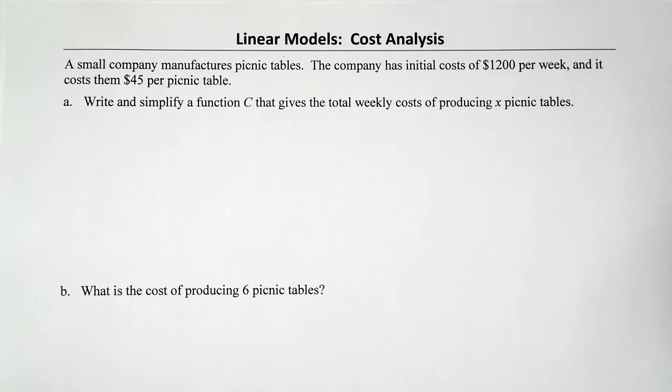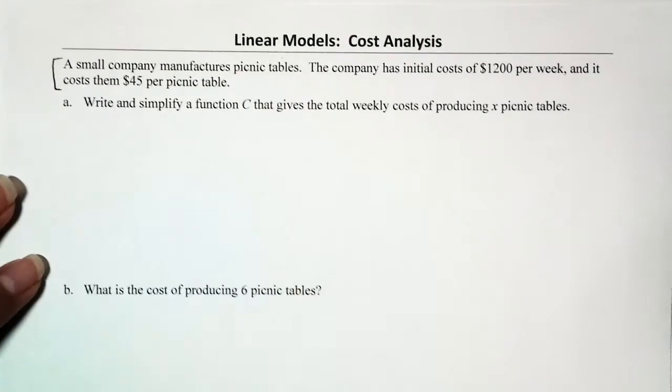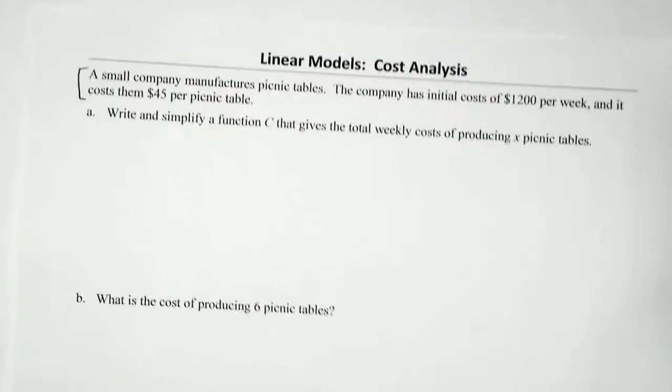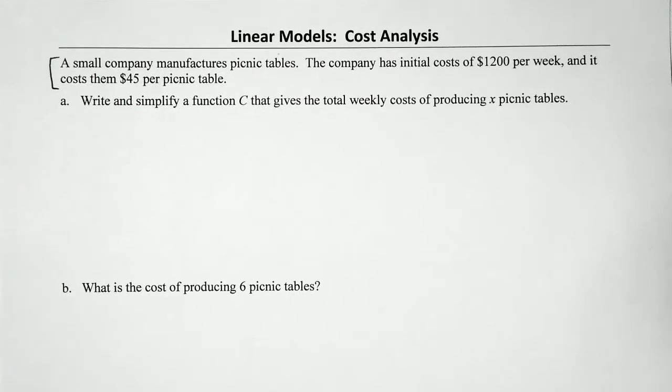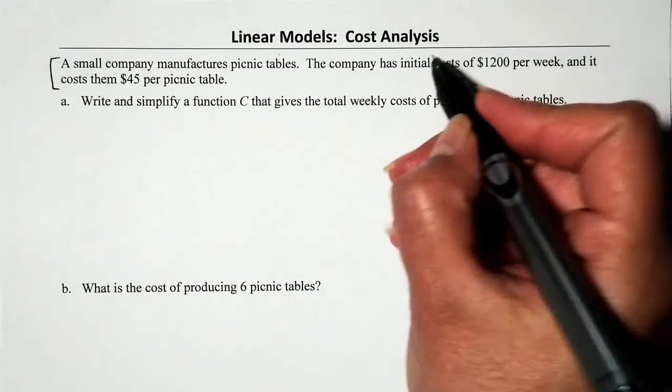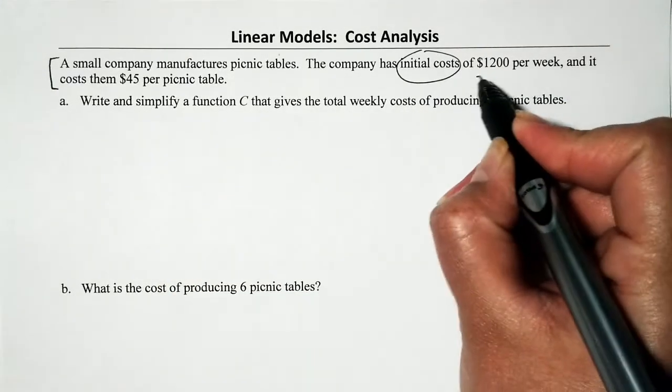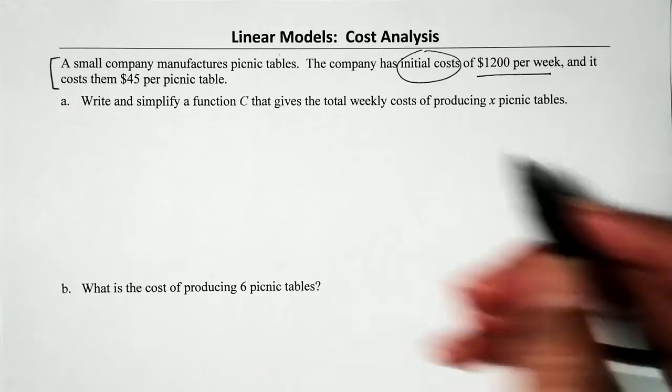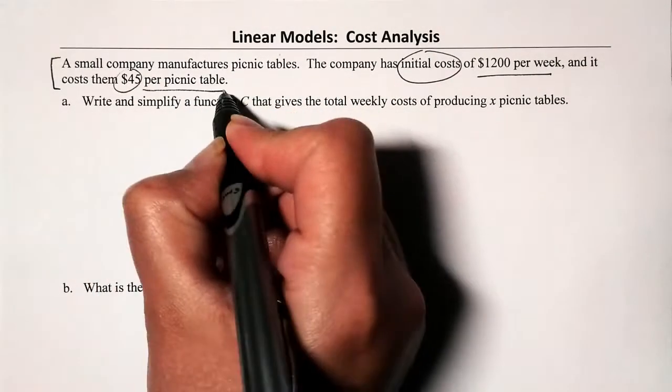Okay, so let's go ahead and look at the prompt. It says a small company manufactures picnic tables. The company has an initial cost of $1,200 per week, and it costs them $45 per picnic table. So we're looking at a company that manufactures picnic tables.